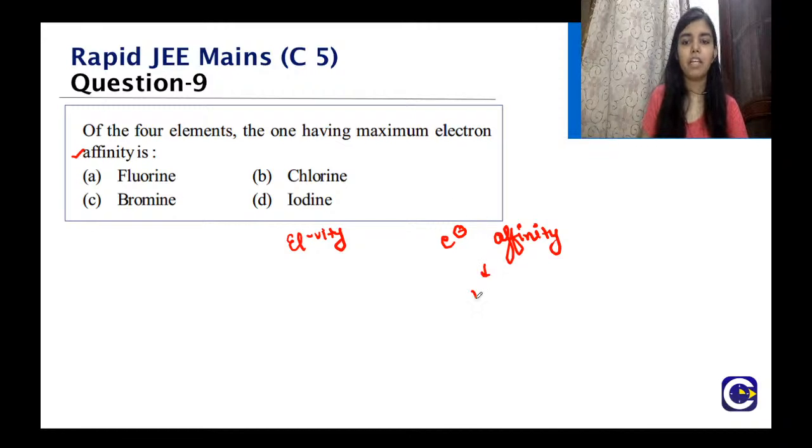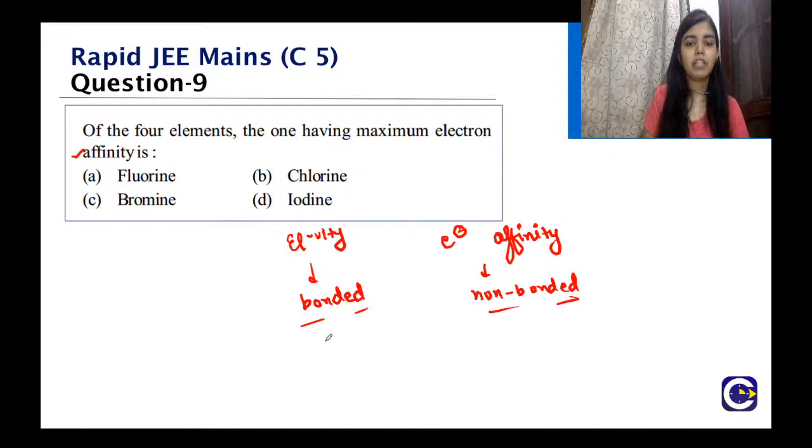So electron affinity is basically in the non-bonded state, while electronegativity is in the bonded state. If you consider electronegativity, fluorine is maximum. But for electron affinity, fluorine and chlorine have more tendency to attract electrons. But what happens when it converts into F negative?